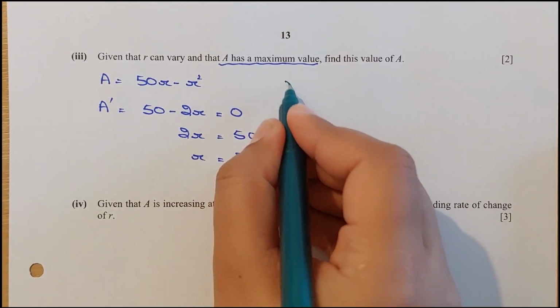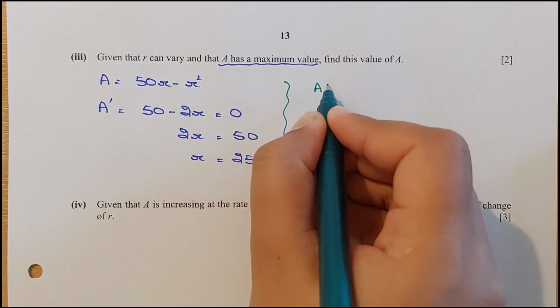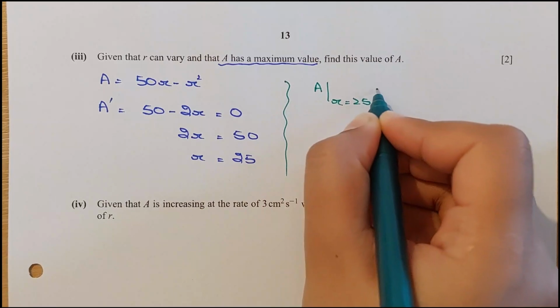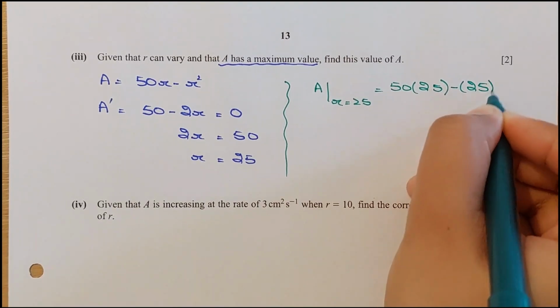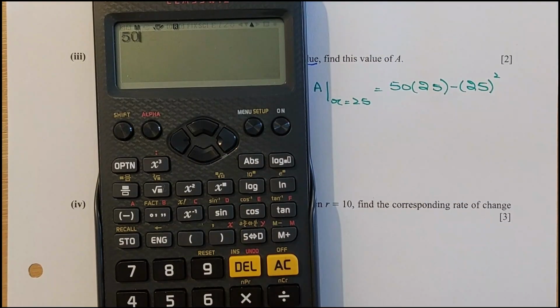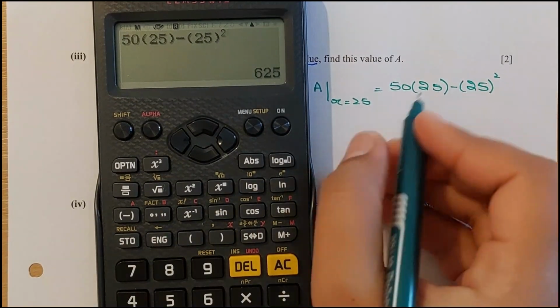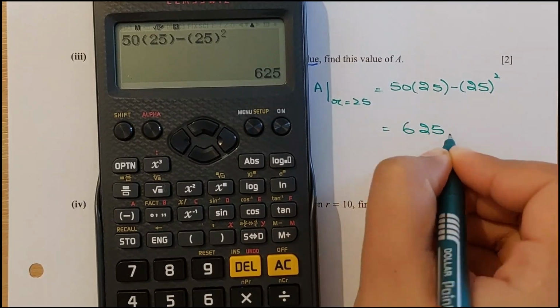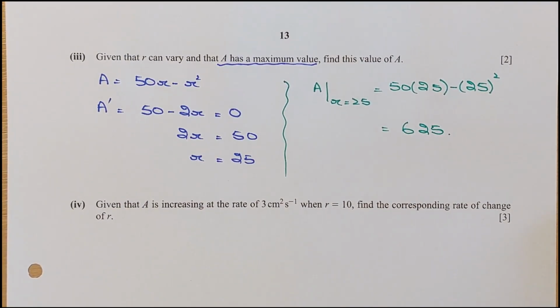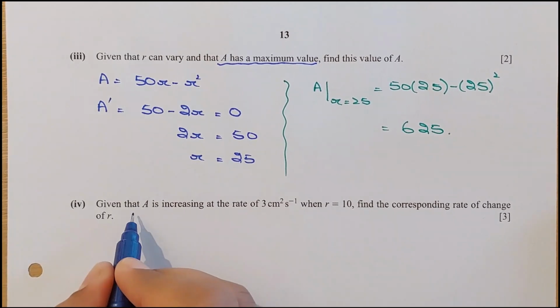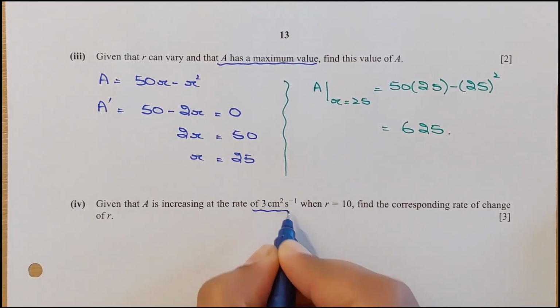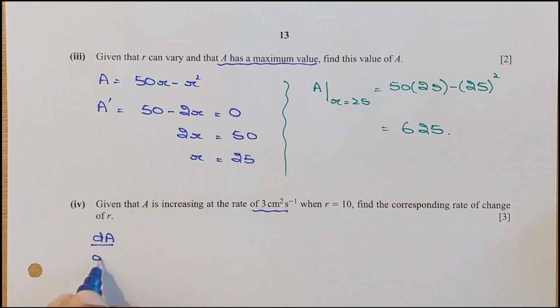Now the next step, we have to find the maximum value of A. So A at r equals 25 is 50 times 25 minus 25 squared. This is 625. This is the maximum value of A. Now for part 4, given that A is increasing at a rate of 3 centimeters squared per second. So A is increasing at a rate, so we have given dA over dt equals 3, sorry.